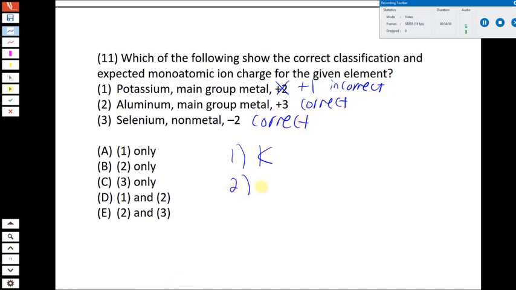I'll write the symbols here so people have them. And so choice E, both 2 and 3, are all correct for that type of information. All right, questions on classifications or ion charges? All right, on to the next one.